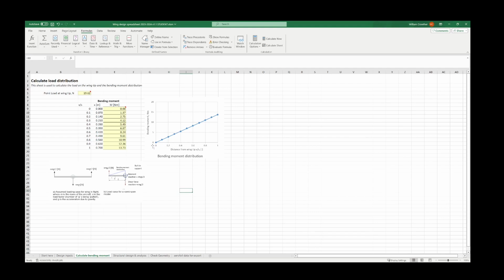Okay, there's our bending moment distribution. It's linear because it's just force times distance as you go along the wing. Fairly simple equation that you need to put in there to generate that.